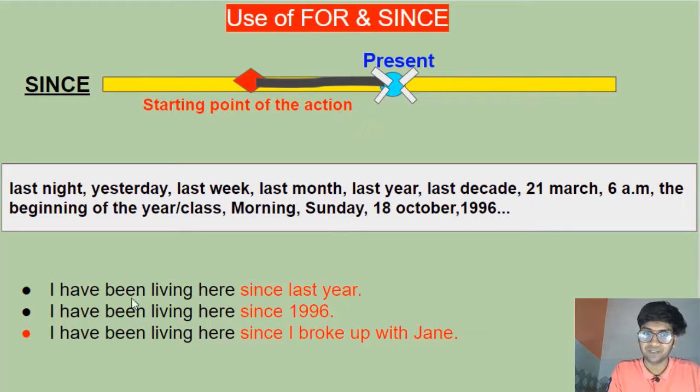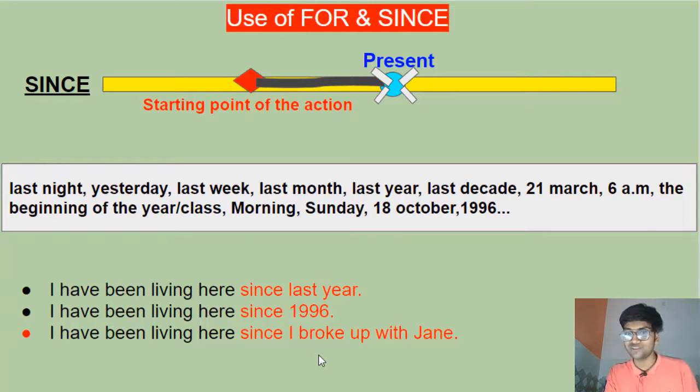Look at the example. I have been living here since last year, right? So this action is going on right now in the present, and it started happening here. This is the last year. This is the point where this action started happening, and this is going on right now in the present as well. I have been living here since 1996. This is the exact time when this action started happening. I have been living here since I broke up with Jen.